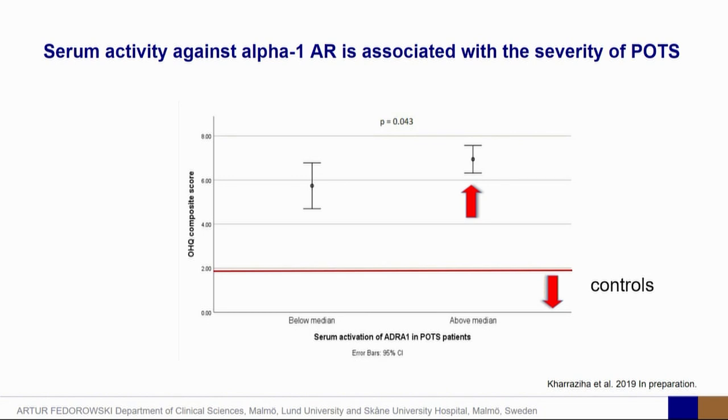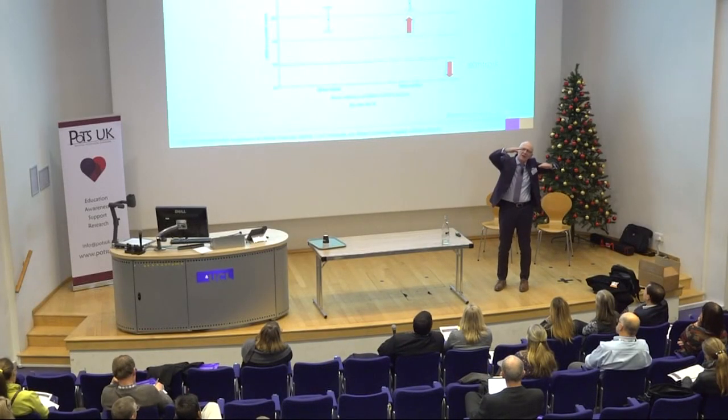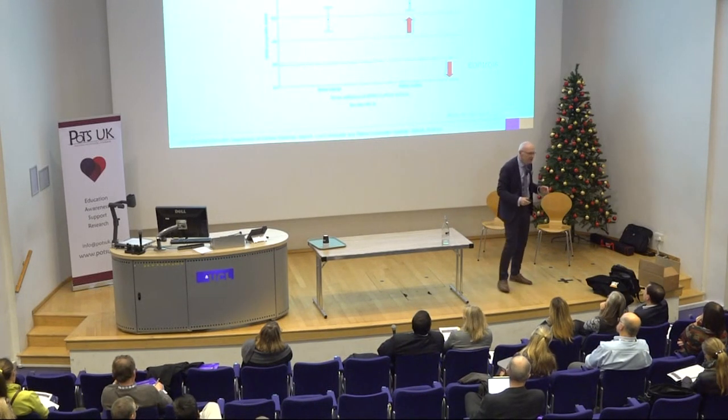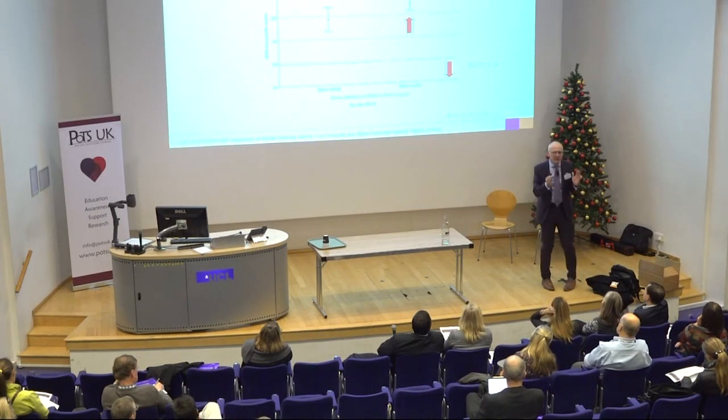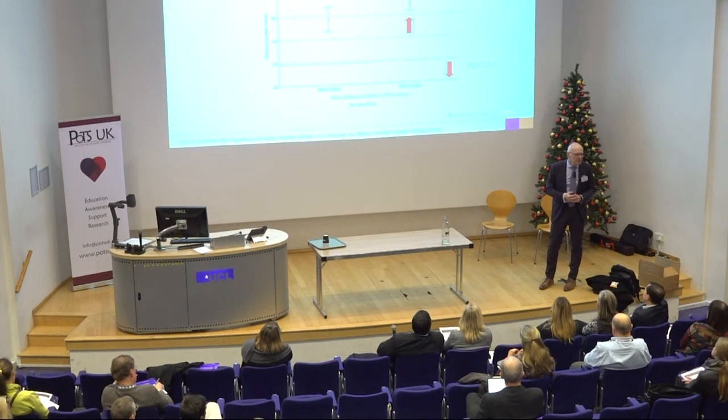Did you get it? Or should I put it another way? So let's say these guys have high activity. So these guys have more symptoms, to put it simply. And specifically, it was very much expressed in terms of standing for a long time. Bingo! Is it logical? Do you know what alpha adrenergic receptors do?